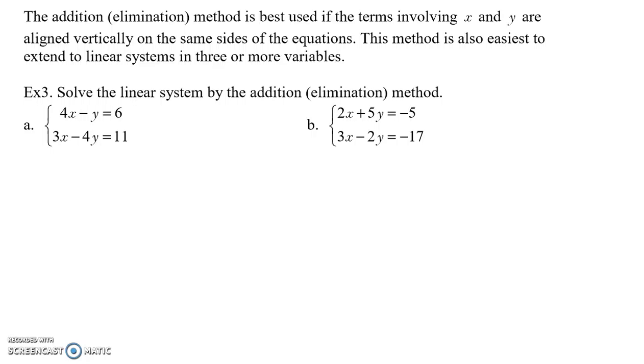So let's show how the addition or elimination method works. I'll just call it the addition method because what it involves is adding the two equations in such a way that you cancel out one of the two variables. So if we look at example 3a, 4x minus y equals 6, 3x minus 4y equals 11, we need to choose either x or y to be eliminated through addition.